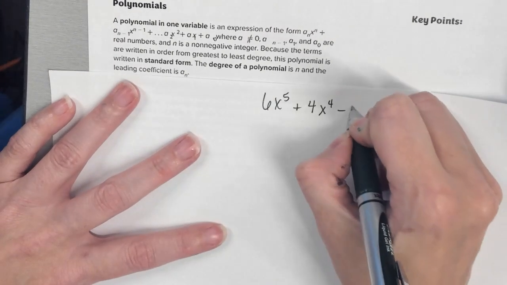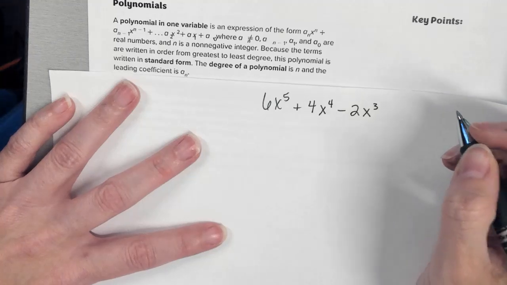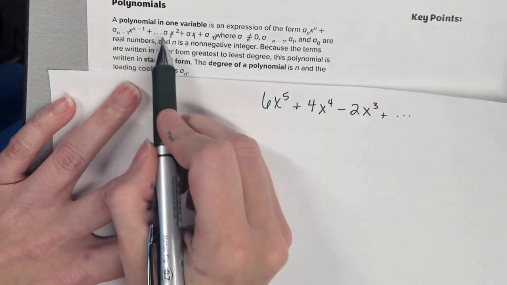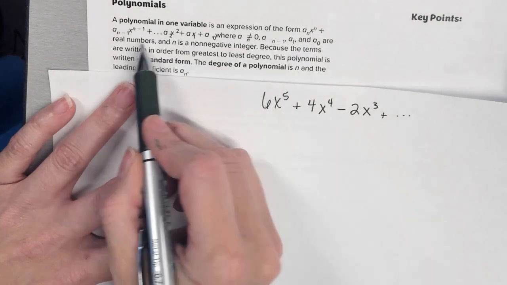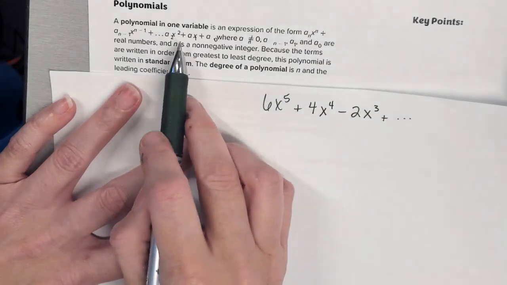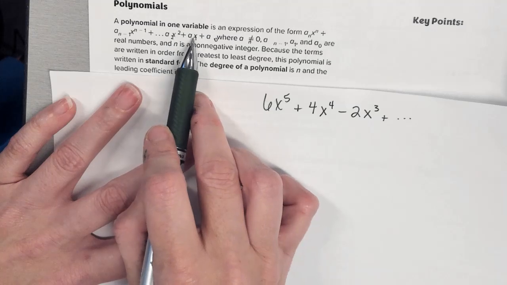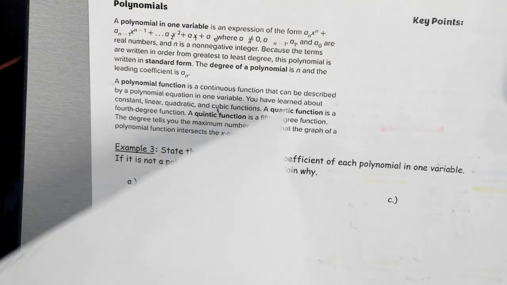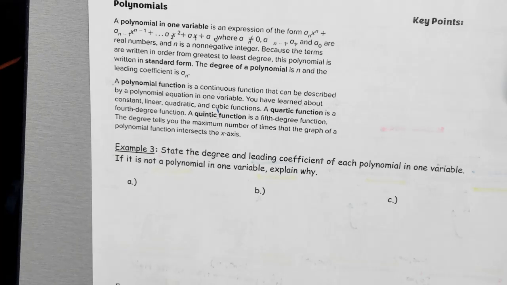Okay, minus 2, x to the third. Plus, and then it's like the dot, dot, dot, because you could have however many. If this was a 6, you'd have another one in there, all the way to x squared, x to the first, and then there'd be no x value. So that's just a way that you write any polynomial.